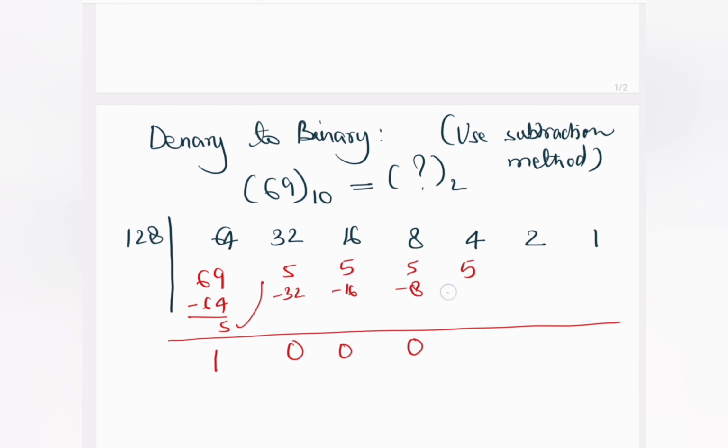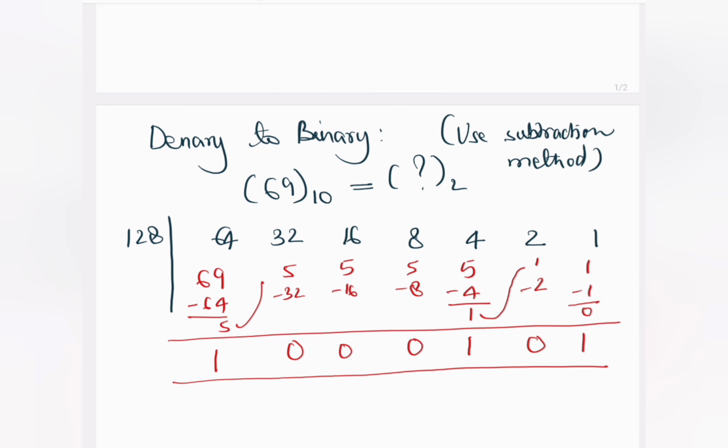And then we get 5 minus 4. Yes, it's possible. So you're going to write the bit 1. At the same time, take the remainder. Now this new remainder is going to be used over here. So we have got 1. 1 minus 2. Is it possible? No. So you're going to write 0. 1 minus 1. It's possible. Yes. And it gives you 0. Since it's possible, you're going to write 1. Now this is the binary bit we have got.